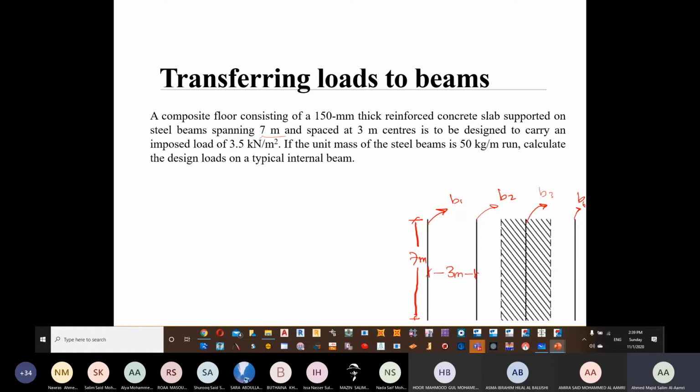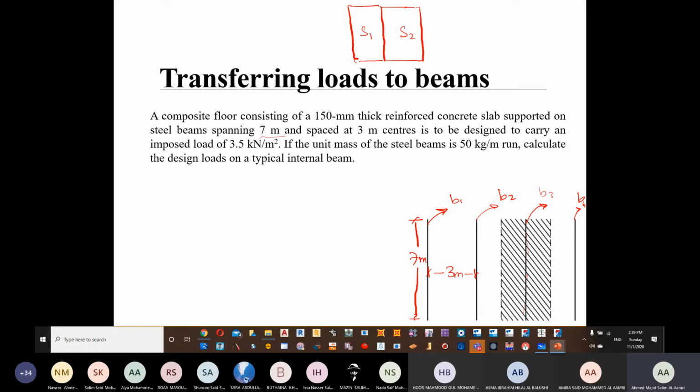Now what we need to understand: the question is asking us to calculate for an internal beam. Internal beams are beams which are inside. They have illustrated in the problem that this is an internal beam. The internal beam is between two slabs. So this is slab number 1 and this is slab number 2, S1 and S2.